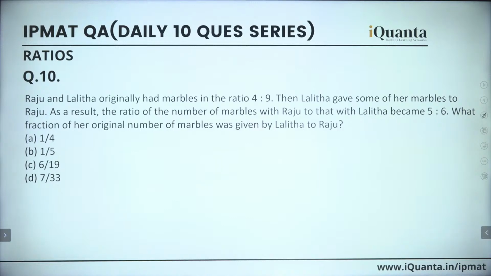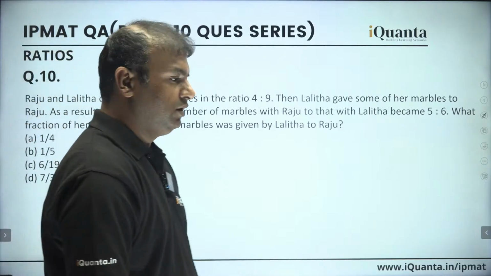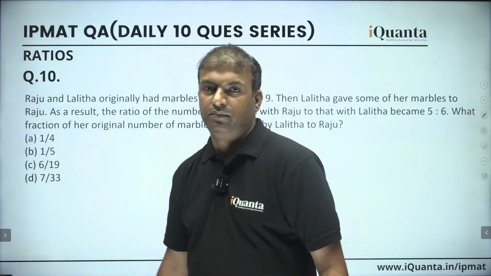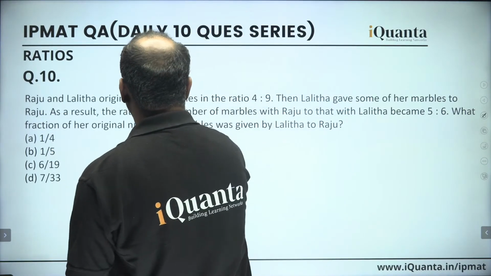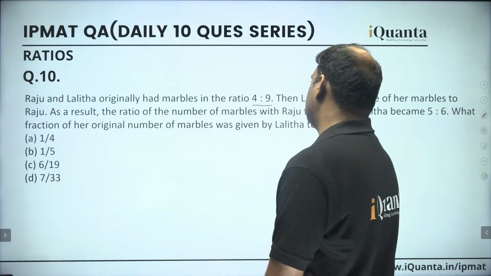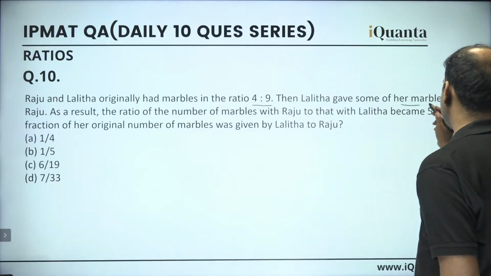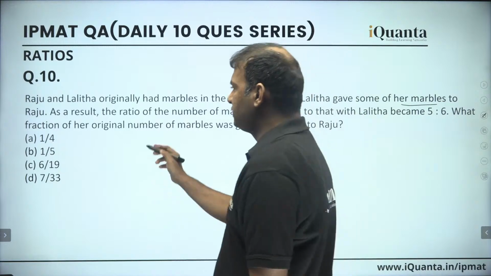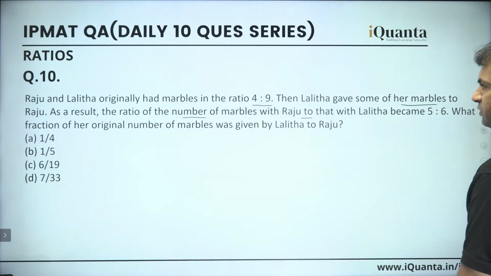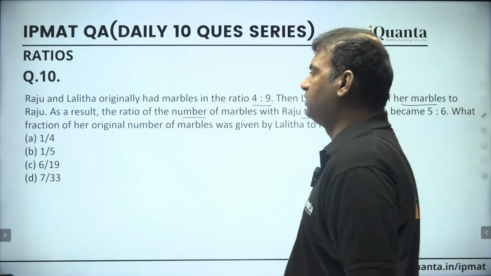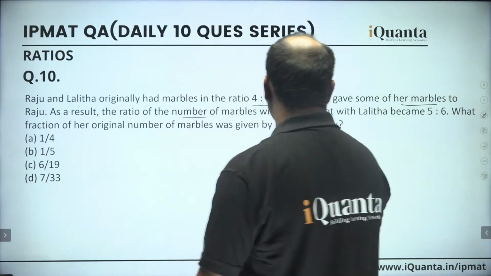Or guys, maybe I should solve it, right? It's okay if you could not get the answer because it's a tricky question because of the language as I mentioned, right? So the question says that Raju and Lalita originally had marbles in the ratio 4:9. Then Lalita gave some of her marbles to Raju. As a result, the ratio of the number of marbles with Raju to that with Lalita becomes 5:6. Now, what fraction of her original number of marbles was given by Lalita to Raju?